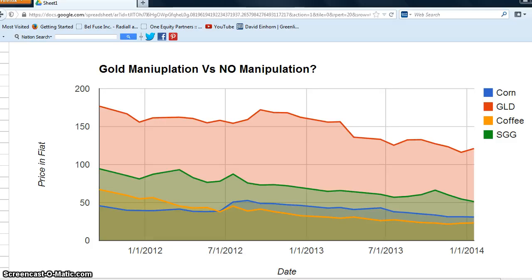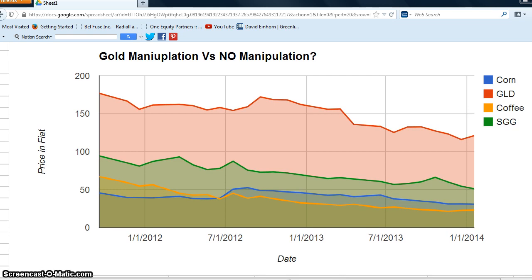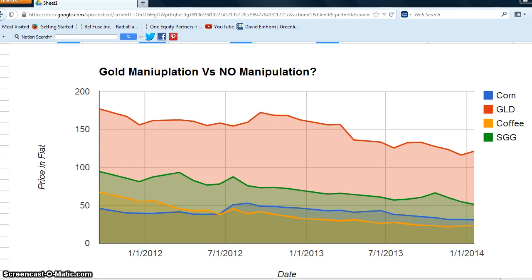Hey guys, as you know, there's a lot of talk about gold manipulation, paper, physical manipulation. I mean, you get this all the time. A lot of my guests who come on my program believe that there's a lot of manipulation going on. And my take on all this: all markets are rigged, upside, downside, sideways, etc.